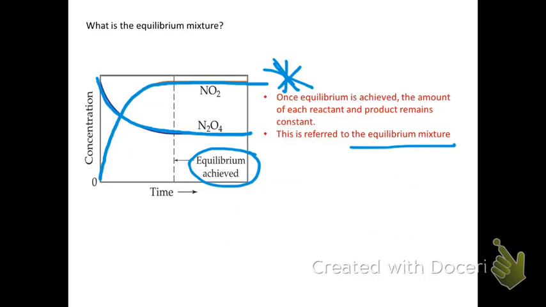All right? Now, this doesn't mean that the reactant and product concentrations are the same. All right, doesn't mean they're the same. It just means that once equilibrium has been achieved, they remain constant, just as they are, and will not change as they're at equilibrium. All right.